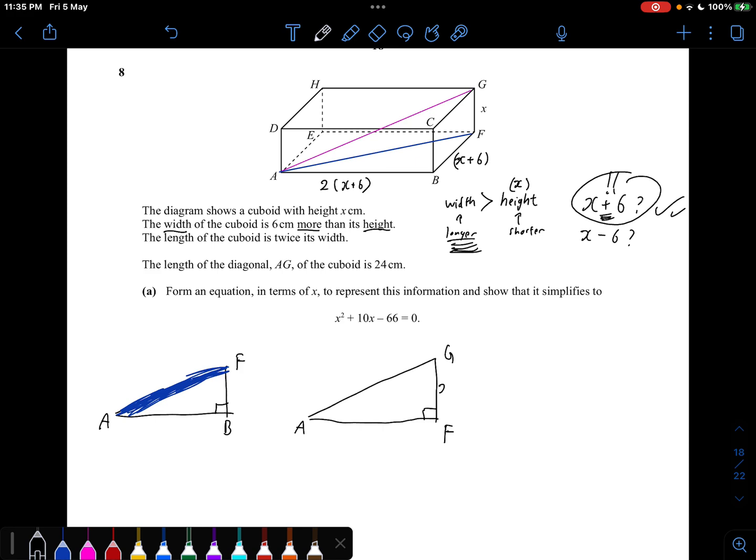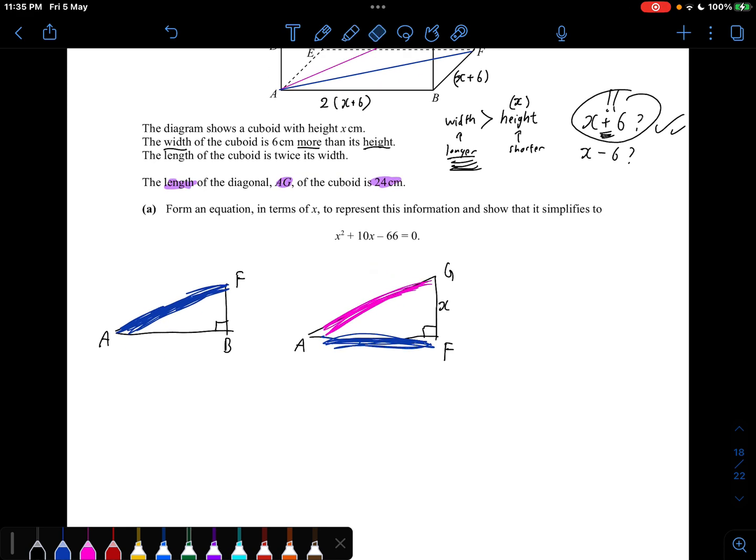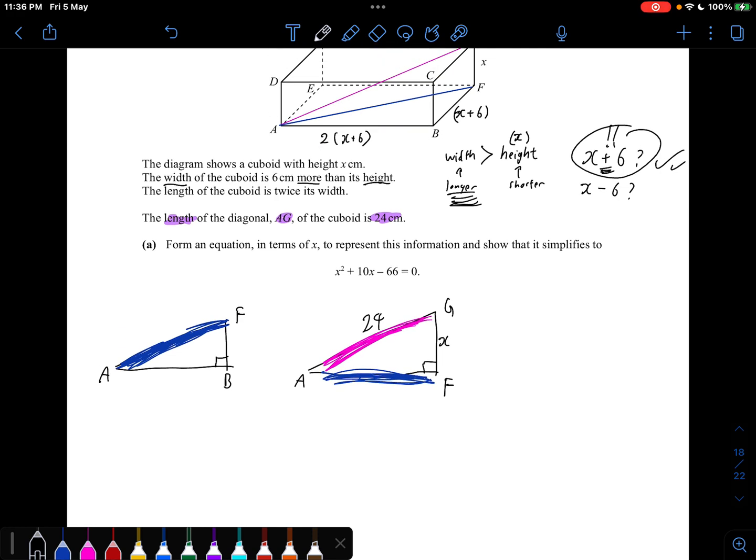Where's my X? Here. Where's my AG? There, pink color. Where's my AF? There, blue color. Any common lengths? Yes, the blue color AF. What do we know about AG? Length AG is 24. Okay. Good.